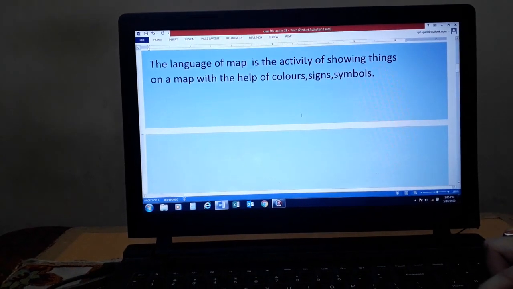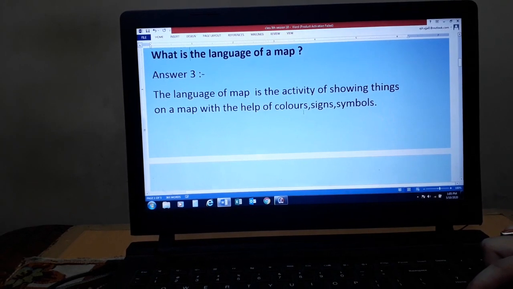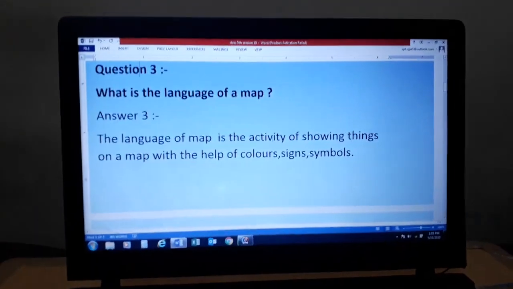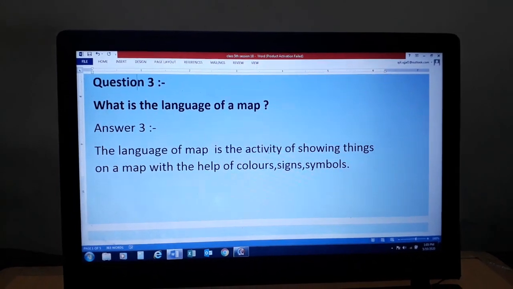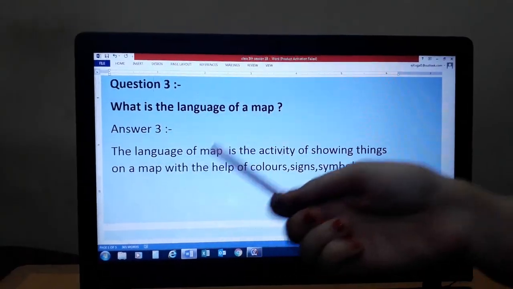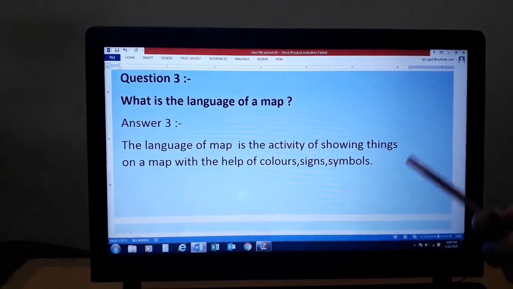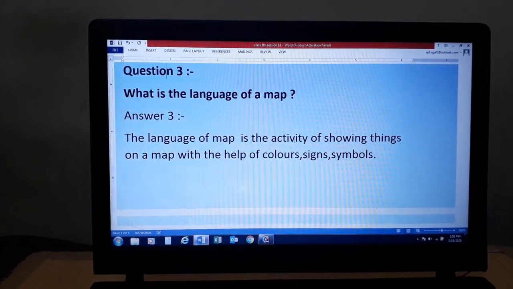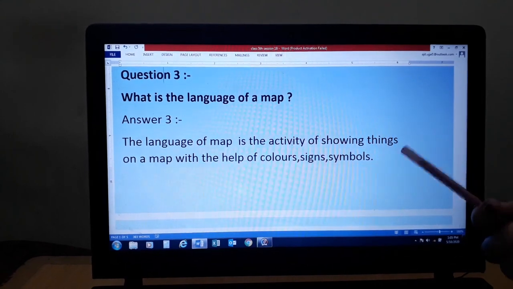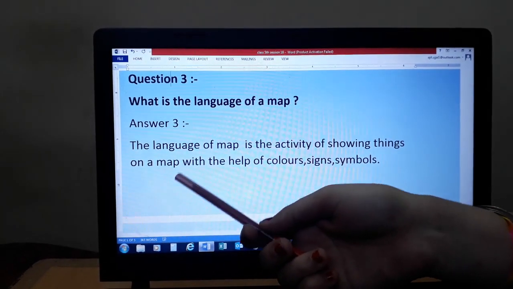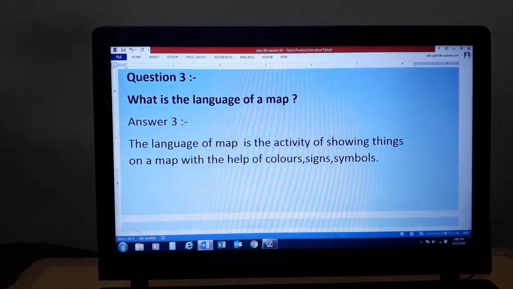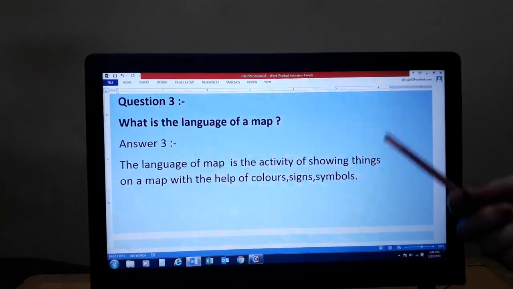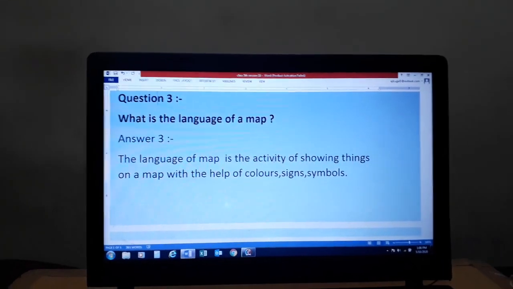Question 3, student. What is the language of a map? In what language does a map convey the information? The language of a map is the activity of showing things on a map. Students, the language of a map is basically the activity of showing the particular things on a map with the help of colors, with the help of signs, with the help of symbols.